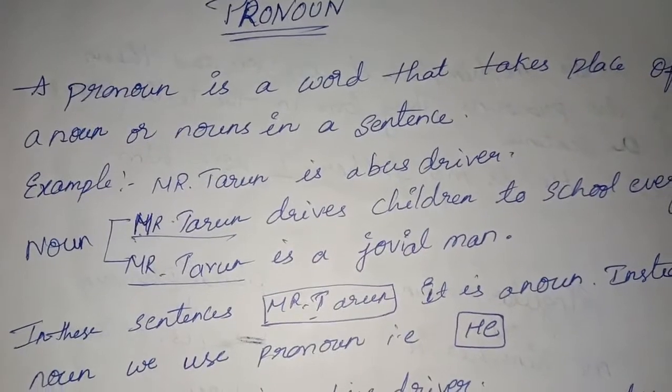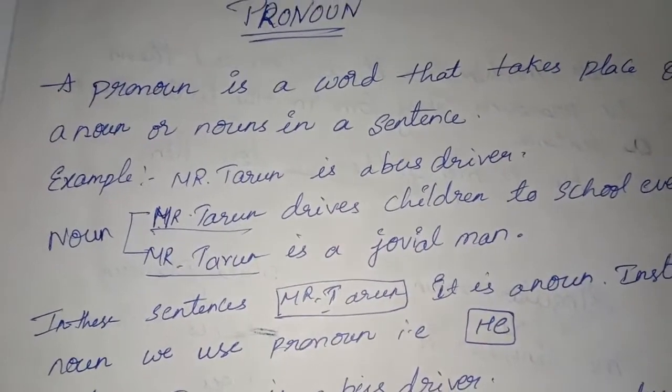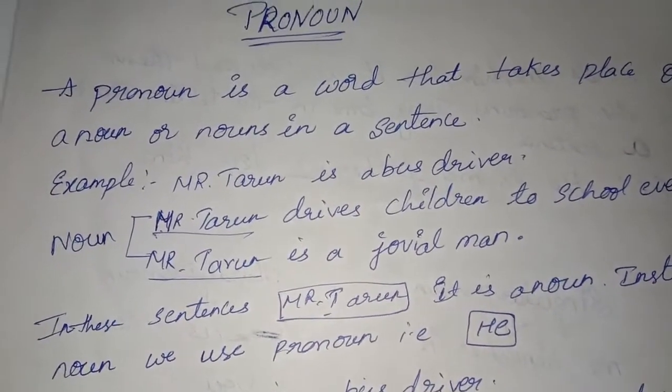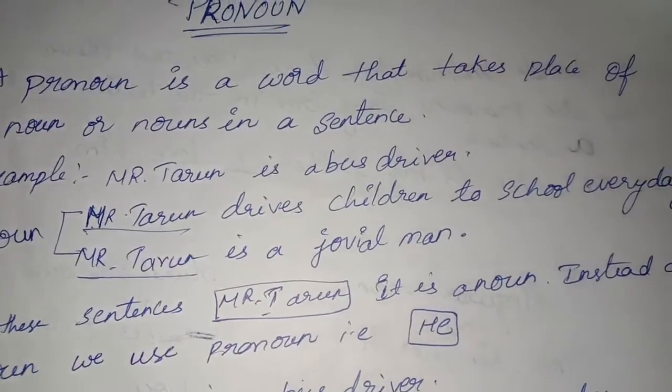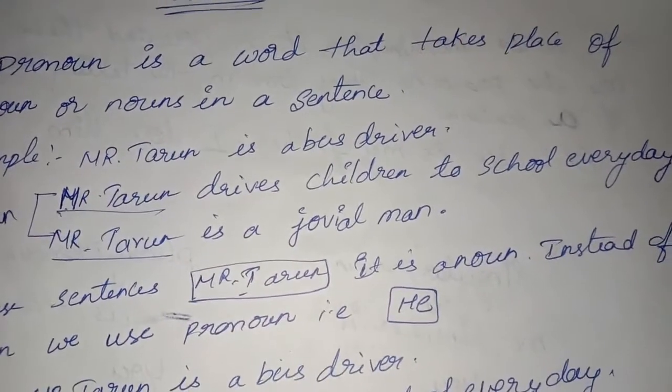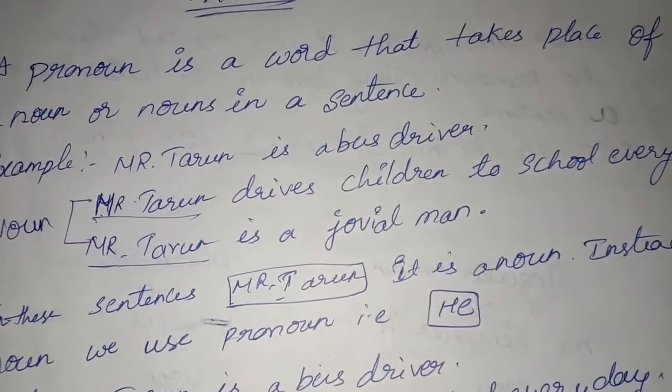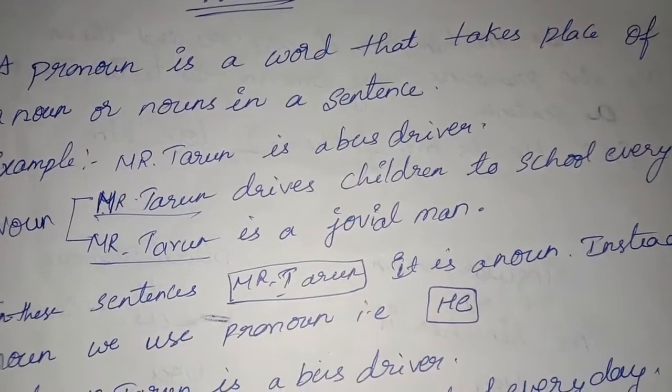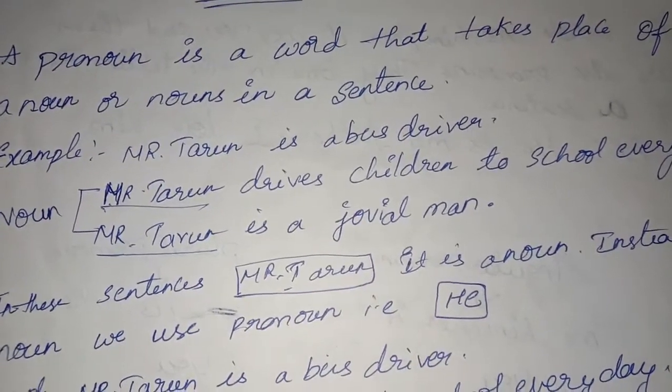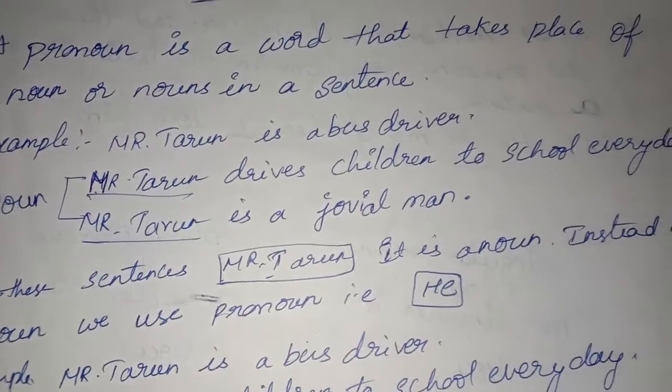Here I am giving an example for you, children. See here. Mr. Tarun is a bus driver. Mr. Tarun drives children to school every day. Mr. Tarun is a jovial man. Here, what is Mr. Tarun? It's a noun. Yes, children. In this sentence, Mr. Tarun is a noun.